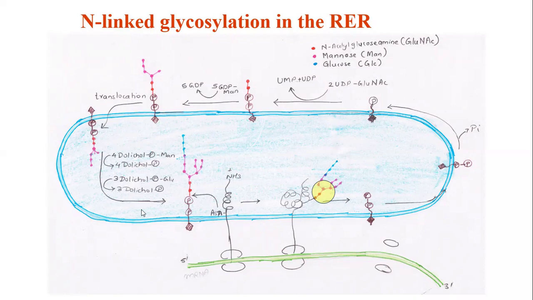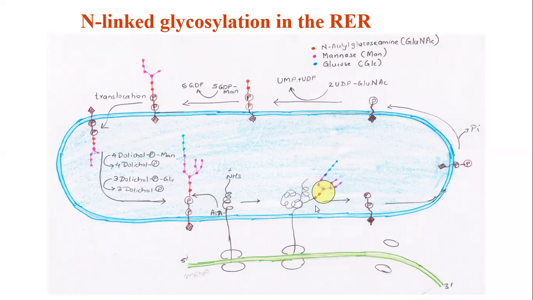Now, this leads to construction of eventually a 14 sugar core polysaccharide on the surface of dolichol phosphate. Once the 14 sugar core is synthesized, next we have transfer of this core onto the nitrogen of the asparagine amino acid of the polypeptide that is synthesized by the ribosomes such that it enters into the lumen of the endoplasmic reticulum.